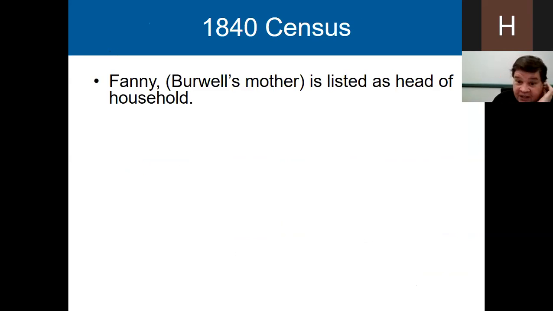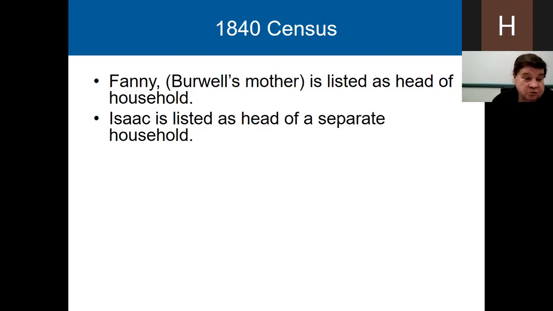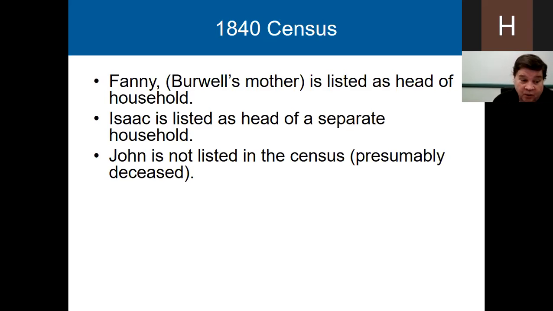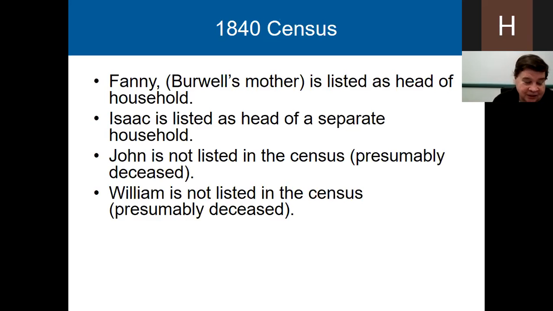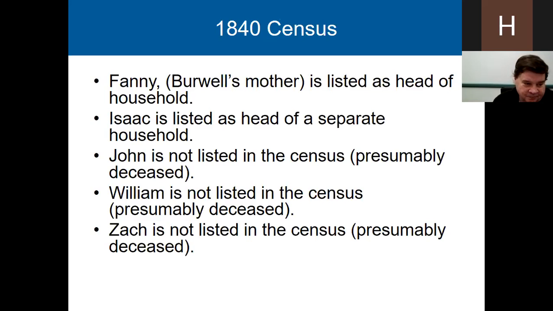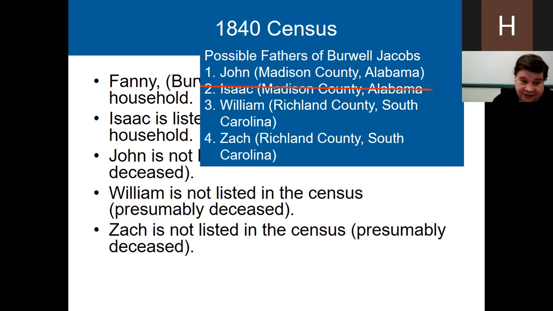So if we look at the 1840 census, Fanny, who is his mother, is listed as head of the household, which means Fanny's husband is dead. So any of those men that are in the 1840 census can't be Fanny's husband because she'd be a part of their household if she was. Well, Isaac is listed as the head of a separate household, so clearly Isaac is out. John's not listed anywhere, so probably he's deceased. William's not listed in the census, and Zach's not listed. So we can rule out Isaac.